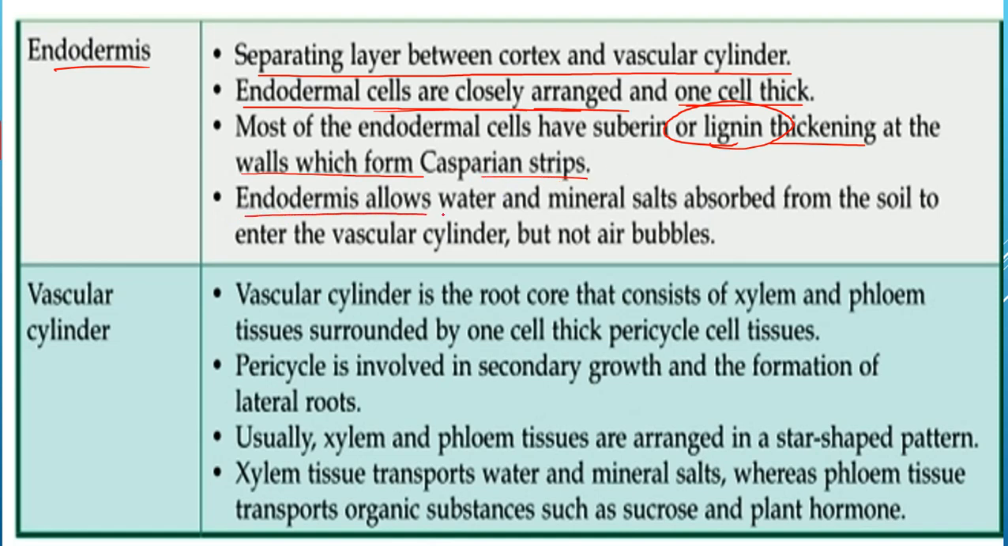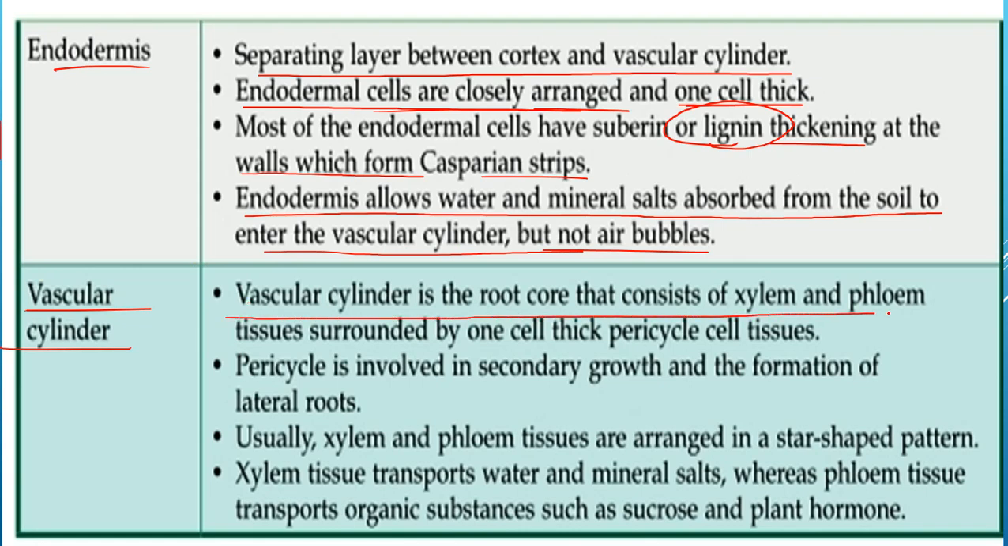Then the endodermis allows water and mineral salt absorbed from the soil to enter the vascular cylinder, but not air bubbles. Okay, kita tengok vascular cylinder. Vascular cylinder is the root core that consists of xylem and phloem. Vascular cylinder di sini maksudnya vascular bundle lah. Vascular bundle consists of xylem and also phloem.